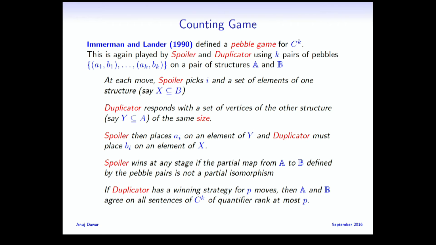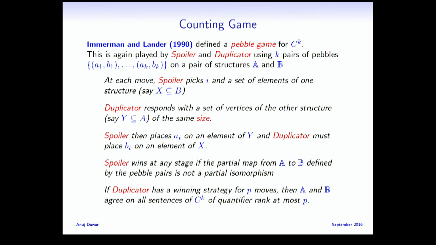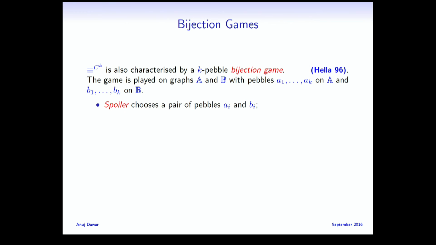Right, so this is the usual kind of connection. In the original construction, this was the game they used, but actually it's more convenient to describe it in terms of a bijection game defined by Lauri-Hella, which is as follows. Again, we have two structures and k pairs of pebbles.